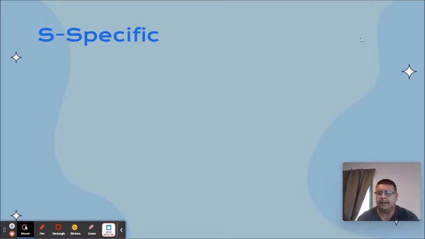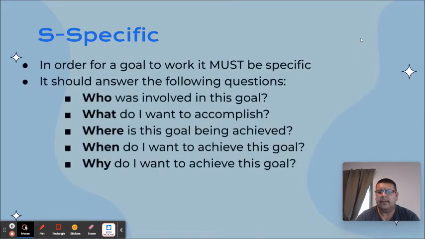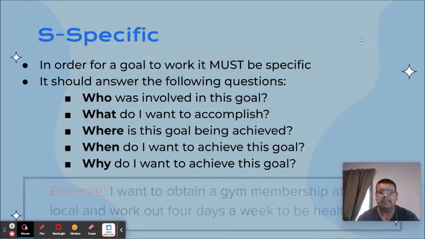Let's start with specific. Now, the S stands for specific. In order for a goal to work, it must be specific. It must be very clear and detailed. It should answer the following questions: who is involved in this goal? What do I want to accomplish? Where is this goal being achieved? When do I want to achieve this goal? And why do I want to achieve this goal? So if you're able to answer all those five questions, that means that your SMART goal is very specific.